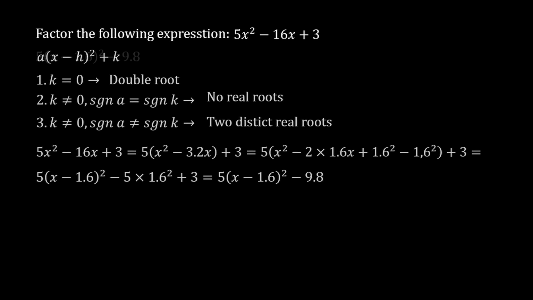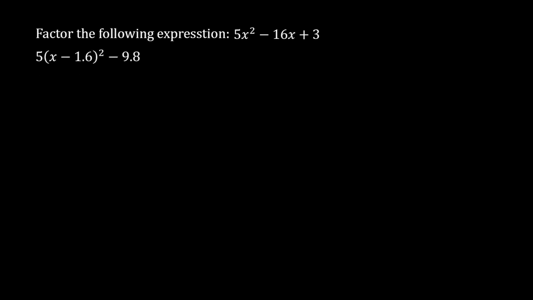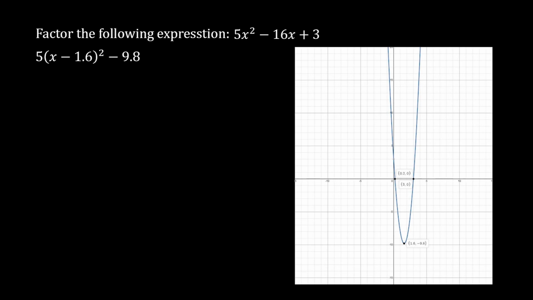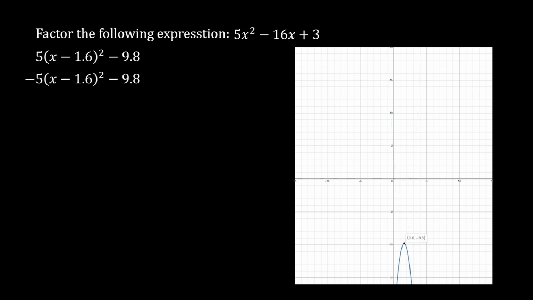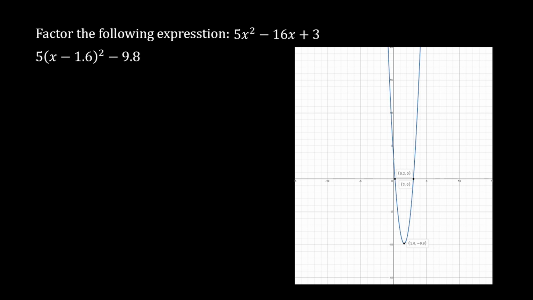Finally, let's look at the graph of our function, written in vertex form. If you are given a standard or vertex form of a quadratic, the sign of your a value tells you the opening direction of your parabola. If a is positive, then the parabola opens up. If a is negative, then the parabola opens down. The parabola of our function opens up, its vertex is at the point (1.6, minus 9.8). It crosses the x-axis twice, so the quadratic equation has two different roots.